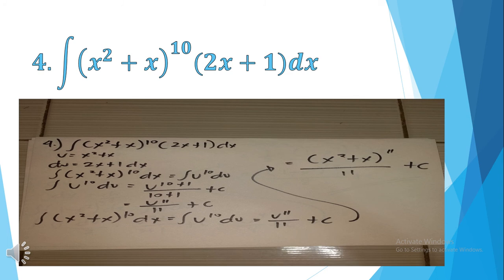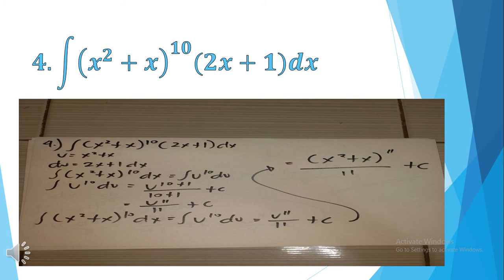So the integral of the quantity x squared plus x to the power of 10 dx is equal to the integral of u to the power of 10 du. The integral of u to the power of 10 du is equal to u to the power of 10 plus 1, all over 10 plus 1, plus c. And 10 plus 1 is equal to 11. So it is equal to u to the power of 11 all over 11 plus c.